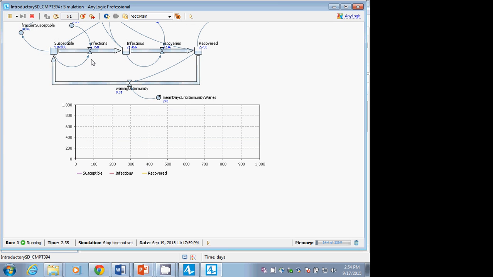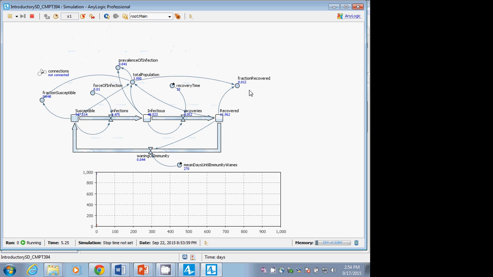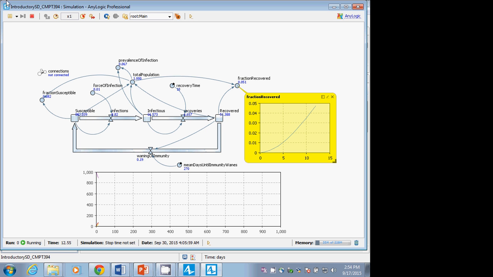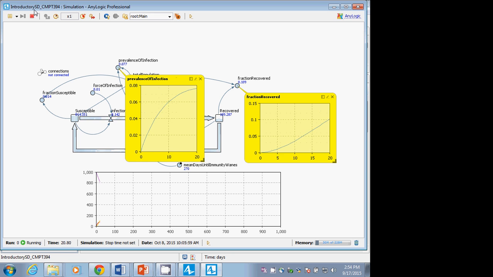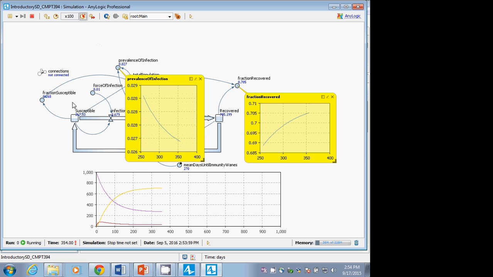Okay, so we're going to run this model now. And what I'd like you to look at here, mark my words, is let's go over to look at fraction recovered. And we're going to see that that rises and it continues to rise there. Here's the prevalence of infection, and that's rising. And you'll notice that these are rising and then changing over time for quite a while. They're in a sort of disequilibrium mode, but then they go down and essentially reach equilibria.